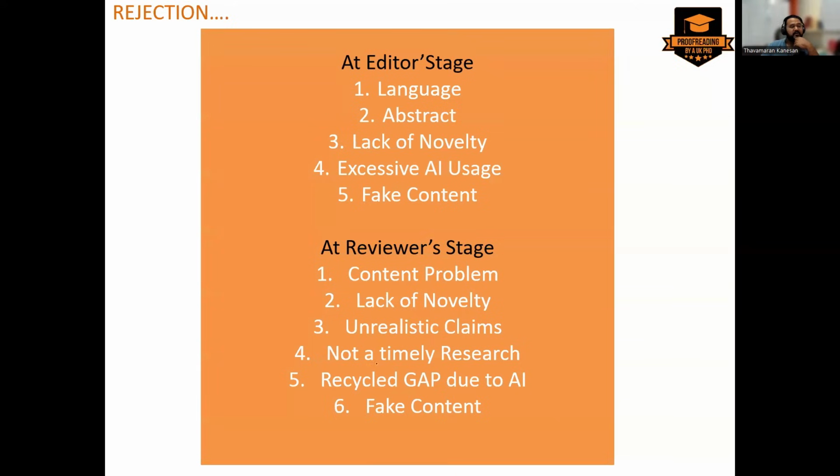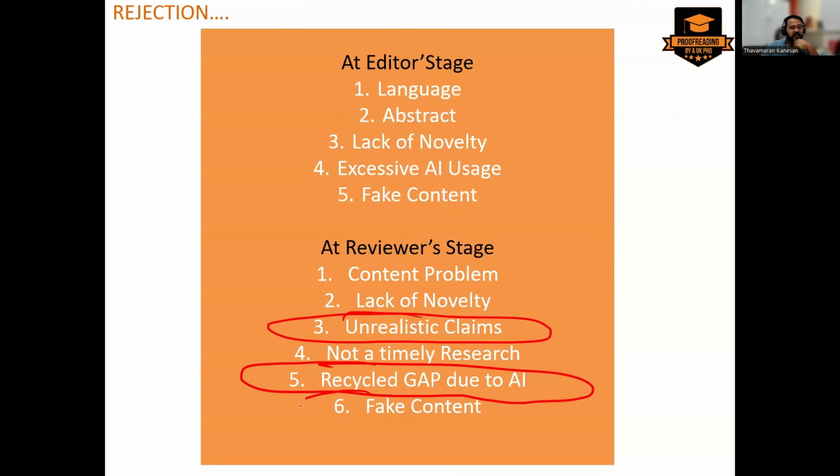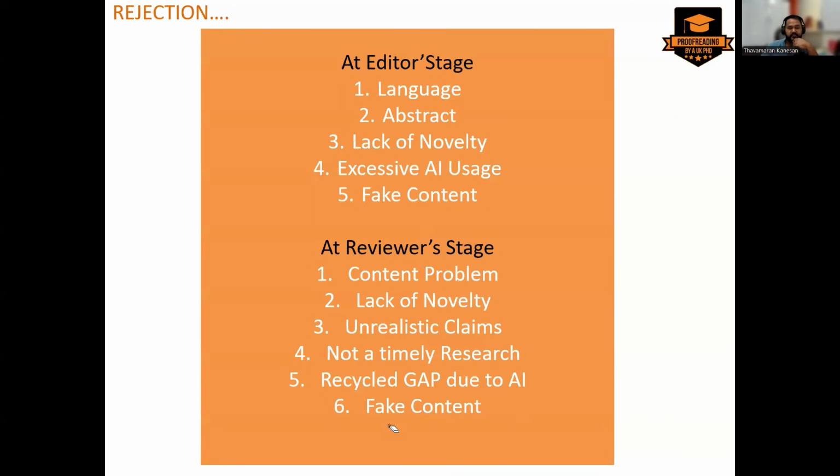All right, not a timely research. All this hallucination. This is all a hallucination problem. Recycled gap due to AI, fake content. All these are hallucination problems. So we must know what we are putting into the paper. I'm not saying don't use AI, but you should know what you're putting into the paper, whether true or not. You need to know that.